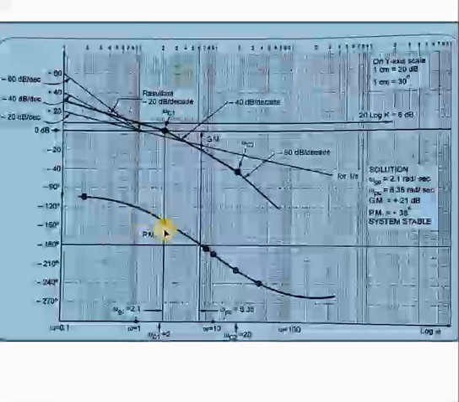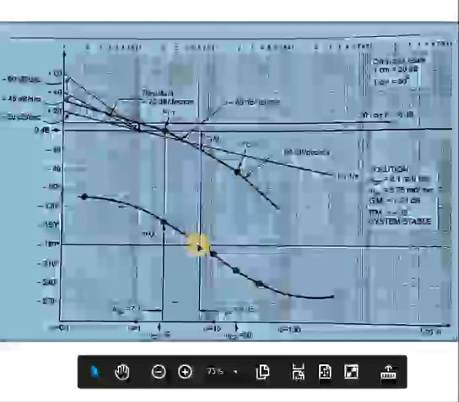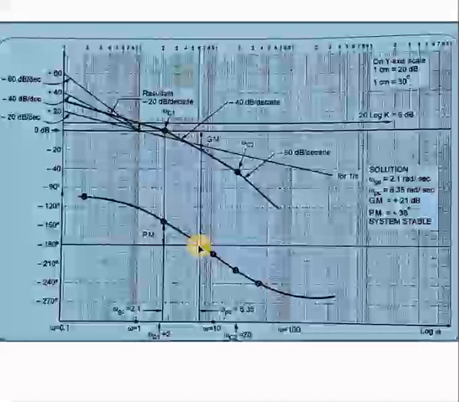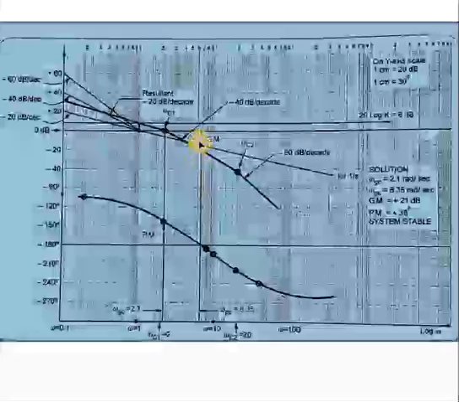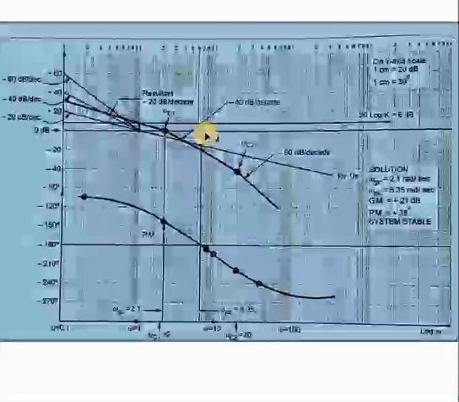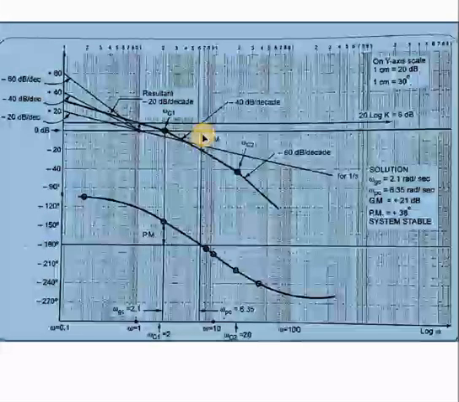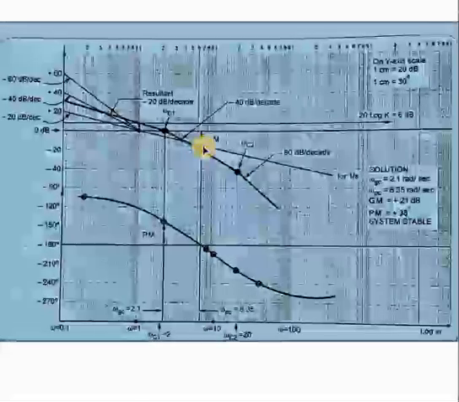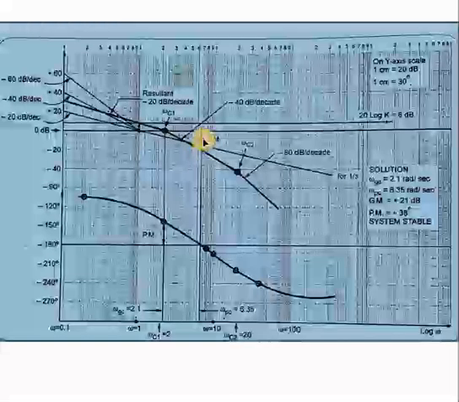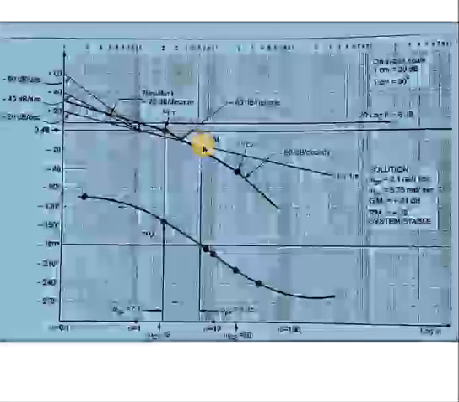We have this phase plot here, and it intersects the minus 180 degree line at this point. From that point you draw a vertical line till this 0 dB line. The distance between this 0 dB line and this magnitude plot is going to be your gain margin. This value is 21 dB. According to the respective scale only, you have to read that. So it is 21 dB in the upward direction, so you have to take it as plus 21 dB.